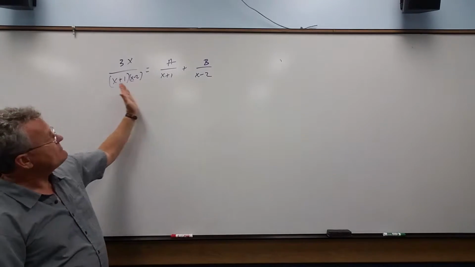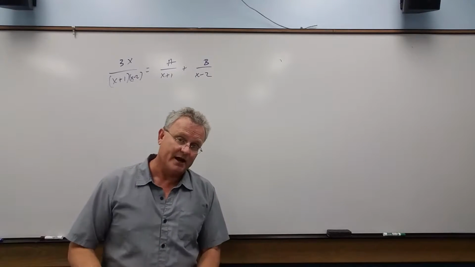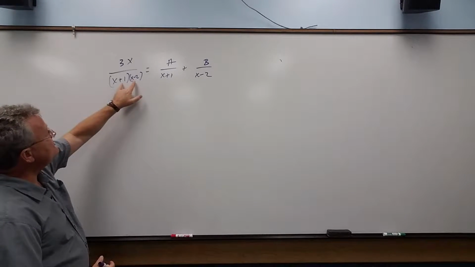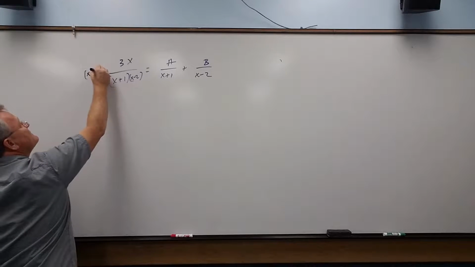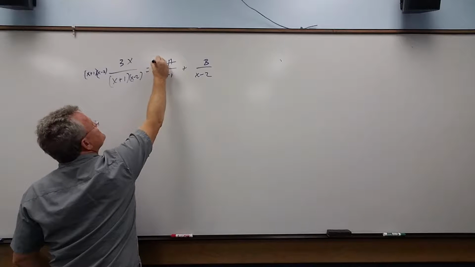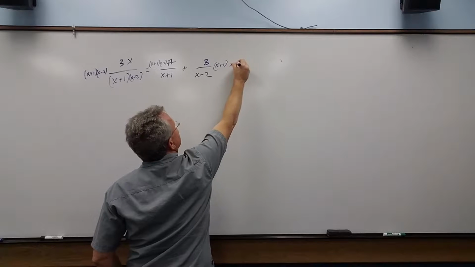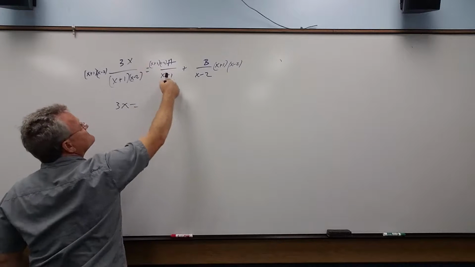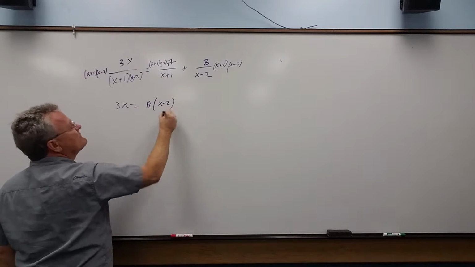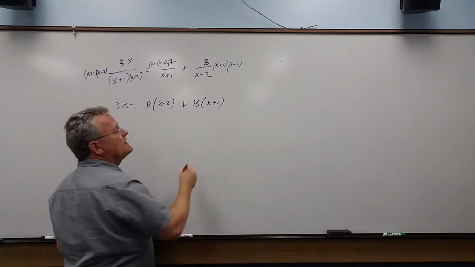All right. Now we multiply both sides by the least common denominator. That's the same thing as multiplying every term by the LCD. The LCD is x plus 1, x minus 2. So when we multiply everything by x plus 1, x minus 2, we see these cancel, we're left with 3x. The x plus 1's cancel, we're left with a times x minus 2. The x minus 2's cancel, and we'll get b times x plus 1.